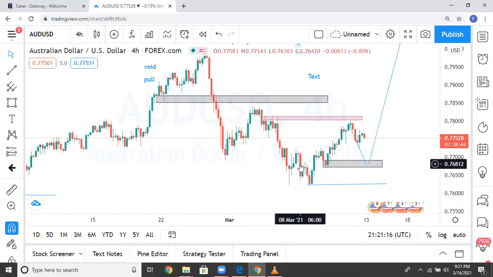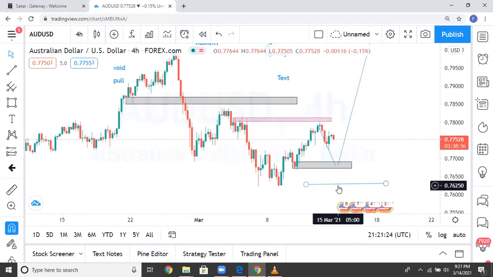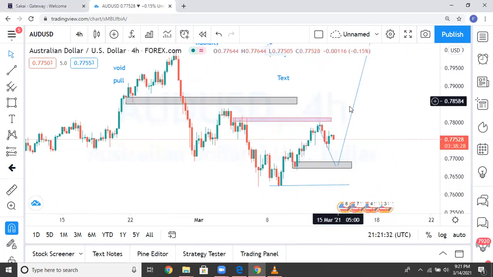We can say that the market was in a directional bias this side. You can see the market was in a directional bias, meaning that the market was moving upward. It was an upward trend, and moreover, there is a liquidity there.